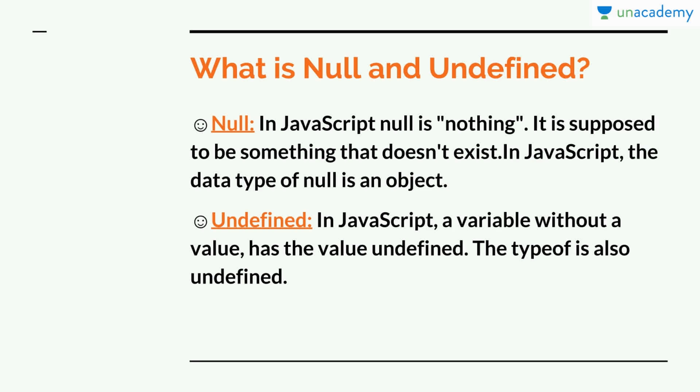Suppose you have declared a variable a, and you have set that variable to null. That doesn't mean that the variable a is now containing 0 in it. Null doesn't mean 0. Null means nothing. The space is empty. The space is not even filled by a single 0. So it is supposed to be something that doesn't exist.